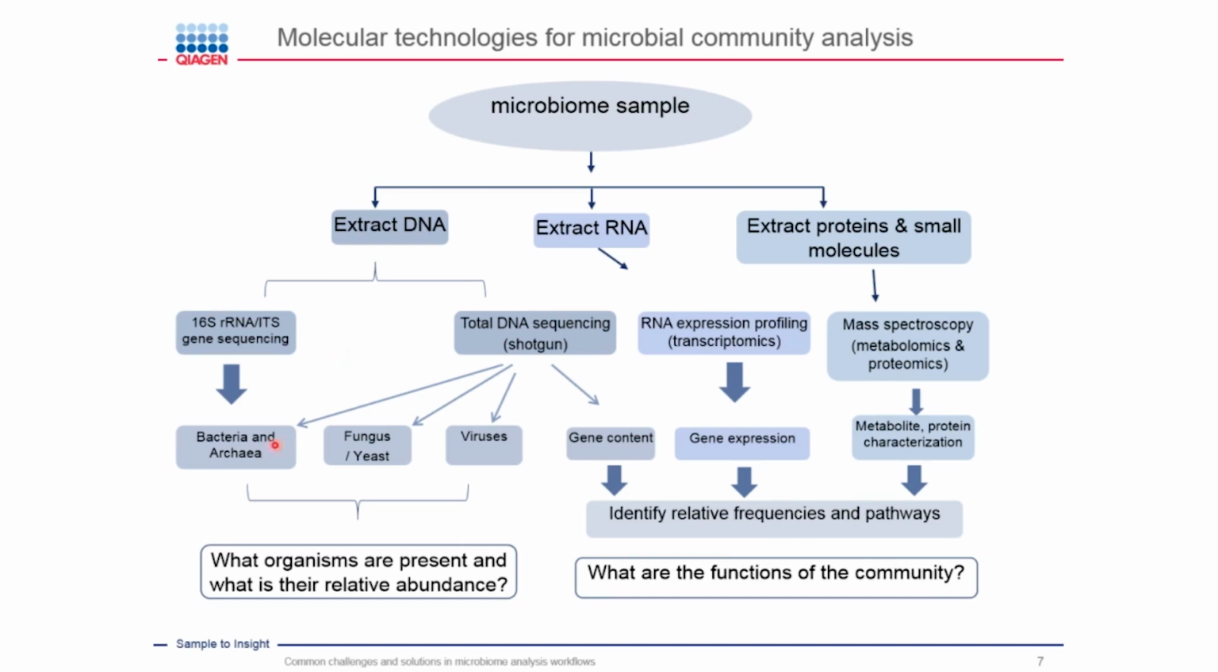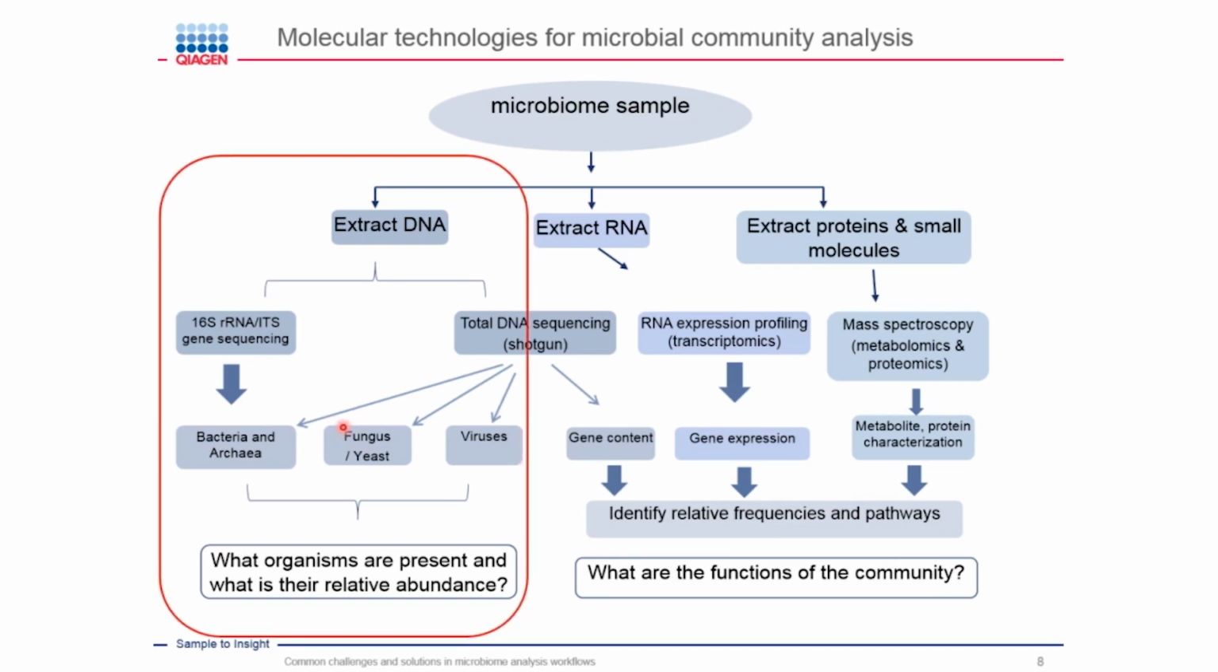16S sequencing will give you answers about the bacteria and the archaea in your sample. You could combine 16S sequencing, for example, with ITS, and by doing ITS sequencing, you would also get fungal and yeast strains in your sample. But during my talk, I will focus on 16S sequencing in contrast to the DNA shotgun sequencing approach, because this is the most common approach at the moment.